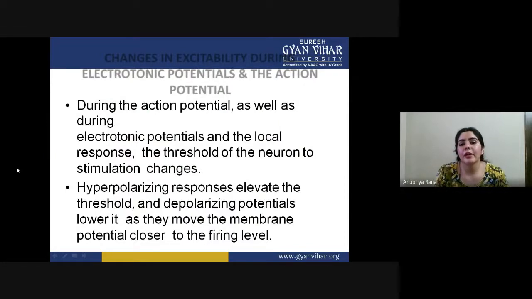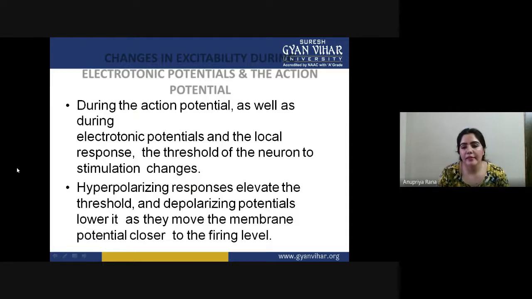Now, change in excitability during the electrotonic potential and action potential. What changes happen in excitability when the electrotonic potential or action potential occurs? If we talk about the action potential, as well as the electrotonic potential and the local response, the threshold of the neuron and the stimuli change. So basically, in all these processes, the threshold of the neuron changes. Without a threshold, there will be no stimulation, and if there is no stimulation, there will be no information transfer, and if there is no information transfer, we are not going to get any kind of feedback.